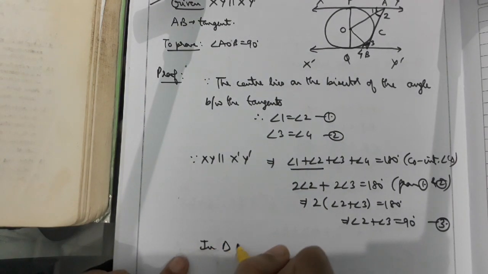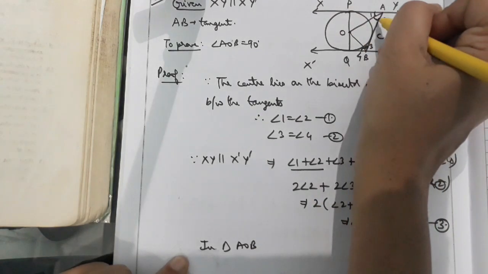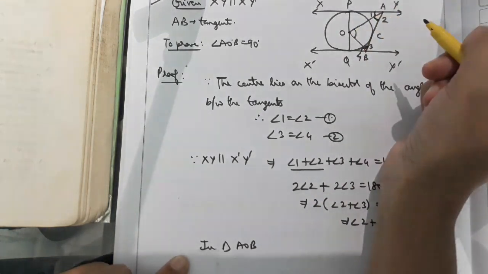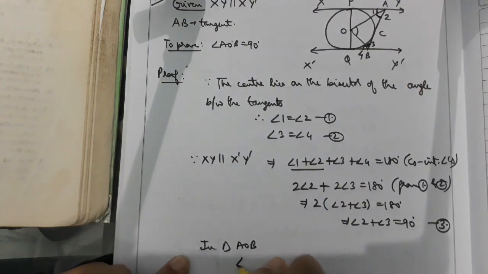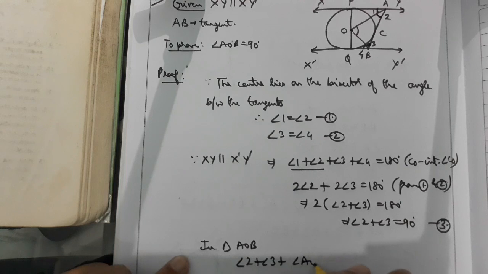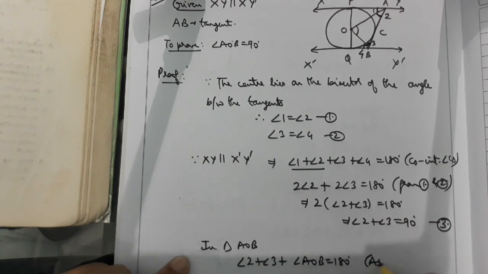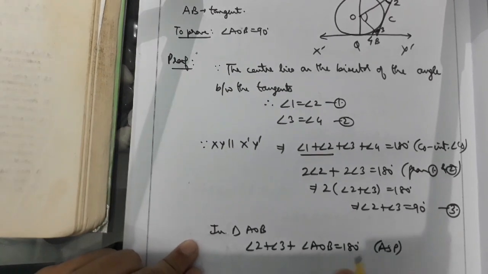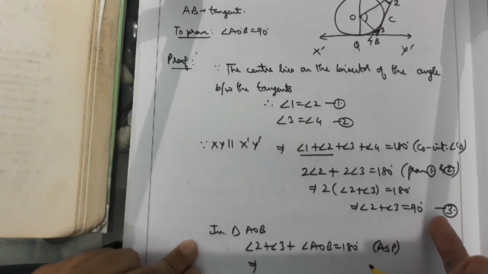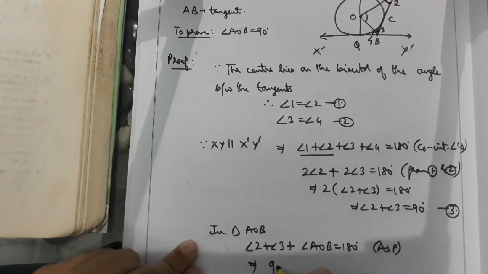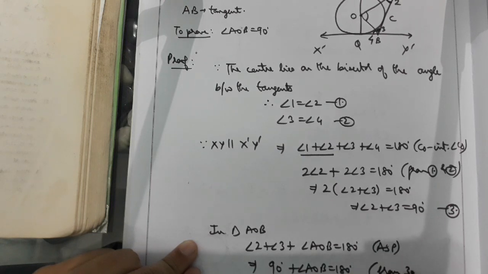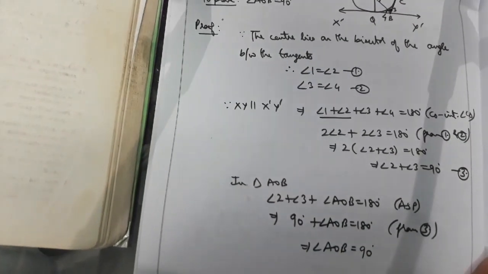Now we take this triangle AOB. In triangle AOB, we know that the sum of all the three angles would be 180 degrees by the angle sum property. So angle 2 plus angle 3 plus angle AOB is equal to 180 degrees, and angle 2 plus angle 3 can be written as 90 degrees from equation 3. So we obtain 90 degrees plus angle AOB is equal to 180 degrees. So from here angle AOB comes out to be 180 minus 90, that is 90 degrees, and this is what we had to prove.